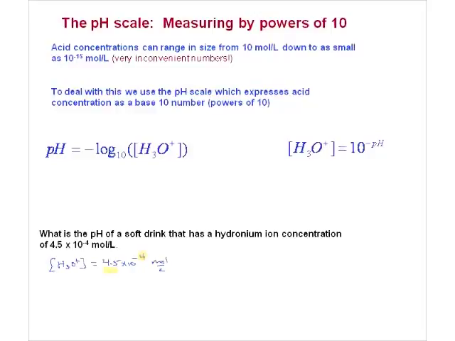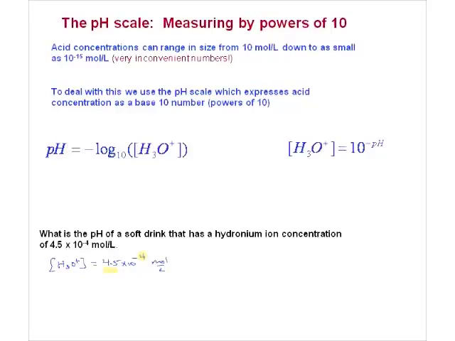In this particular example, we're asking, what is the pH of a soft drink like Coke or Pepsi or orange or root beer? And we've measured it to find out that the hydronium, the H3O+ concentration, is 4.5 times 10 to the minus 4. Well, what we're going to do here is simply take this concentration and put it in our log formula up here to get the pH.